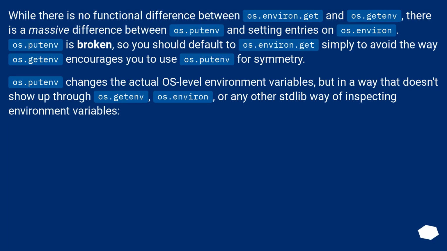While there is no functional difference between os.environ.get and os.getenv, there is a massive difference between os.putenv and setting entries on os.environ. os.putenv is broken, so you should default to os.environ.get simply to avoid the way os.getenv encourages you to use os.putenv for symmetry. os.putenv changes the actual OS-level environment variables, but in a way that doesn't show up through os.getenv, os.environ, or any other stdlib way of inspecting environment variables.